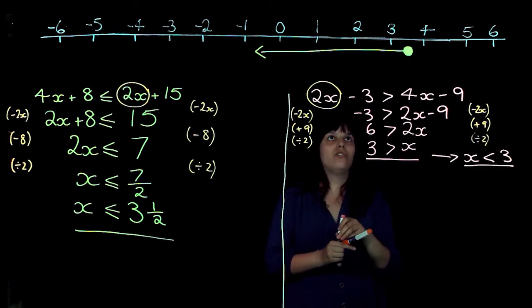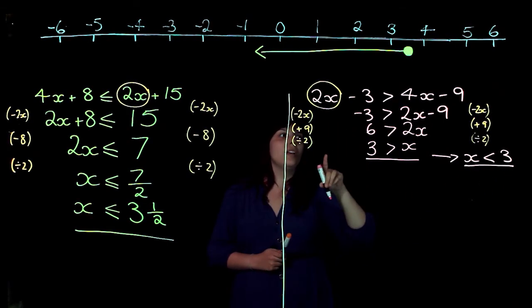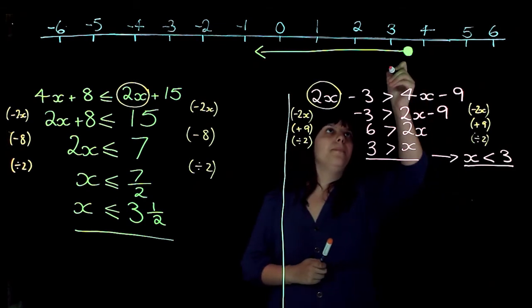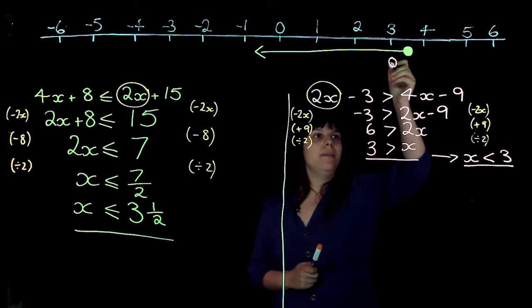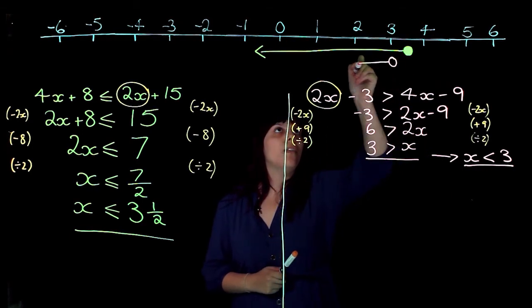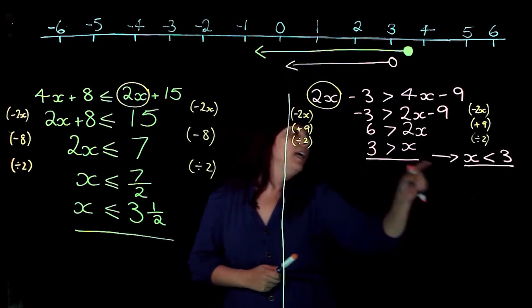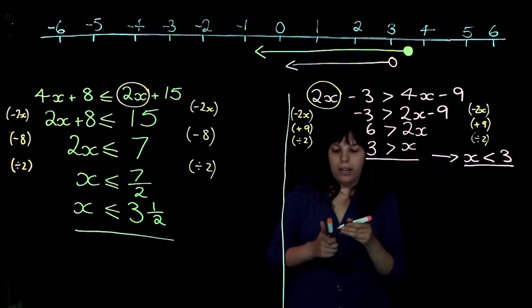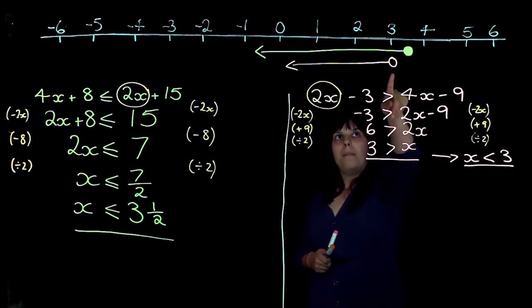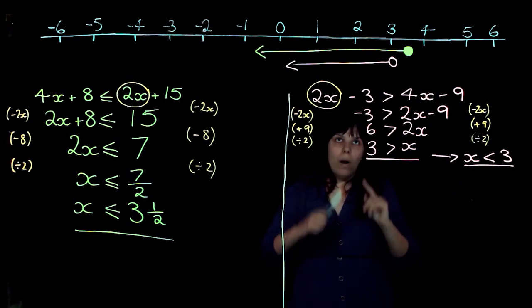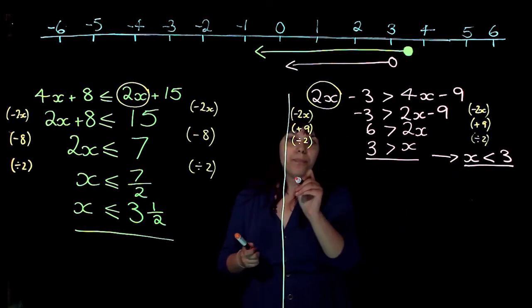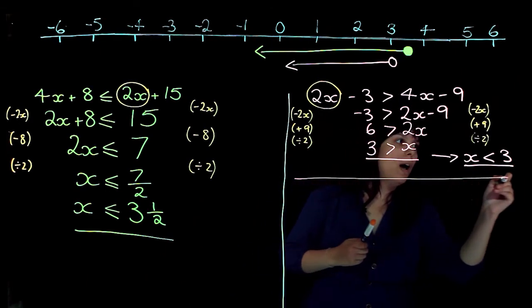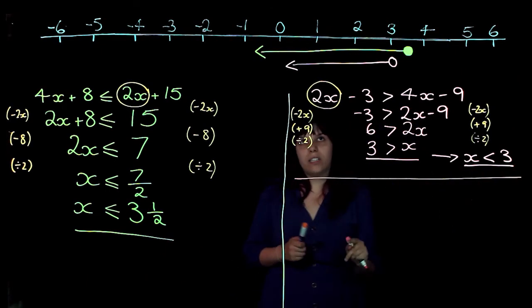And I'm going to draw that on the number line. So I'm going to go to 3, put a circle. x is less than 3. So go that way. And then it's not equal to, so I leave my circle open. One thing I want you to have a look at, and I'm going to redo this example now, is what happens if you take away the wrong x first.